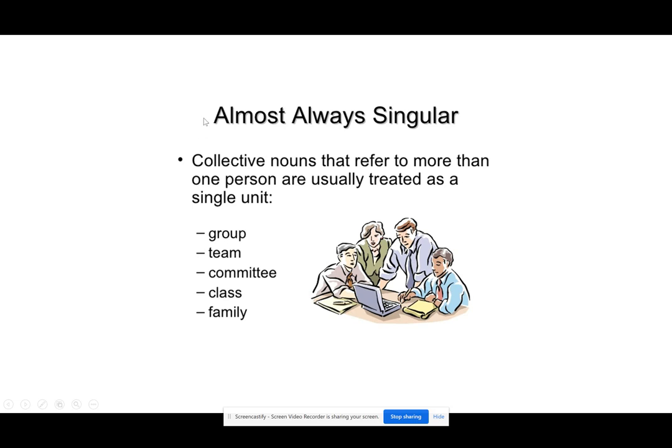We have something called collective nouns that refer to a group. These are almost always singular. That can be a group, a team, a committee, a class, the family. The family is going on vacation. The class is going to have an end of the year party. The committee is going to meet at 2 o'clock. The team is going to play in the tournament.